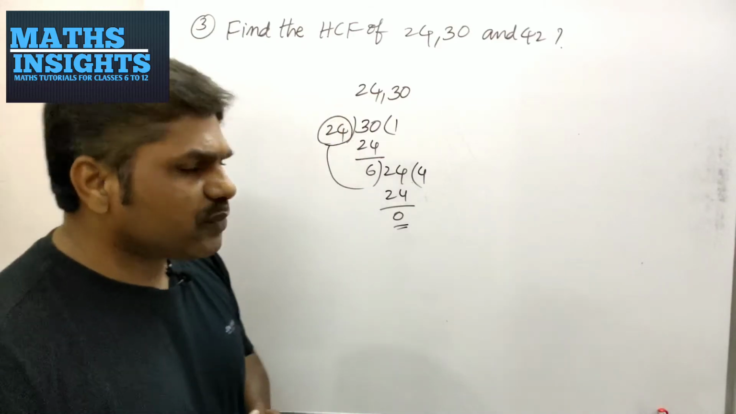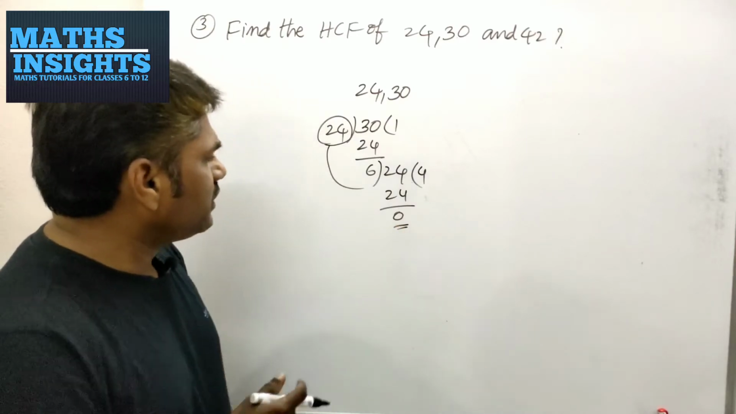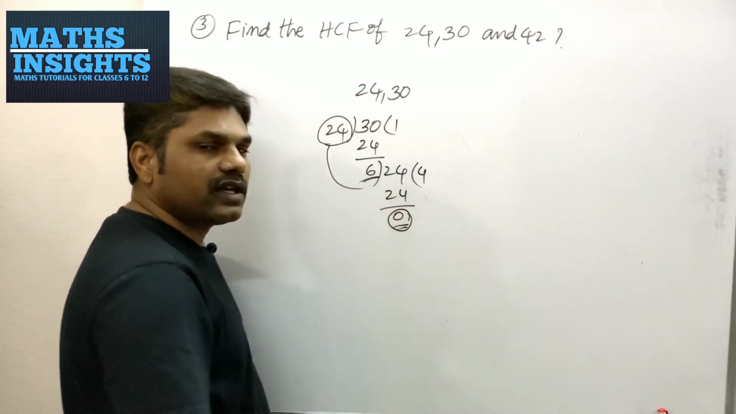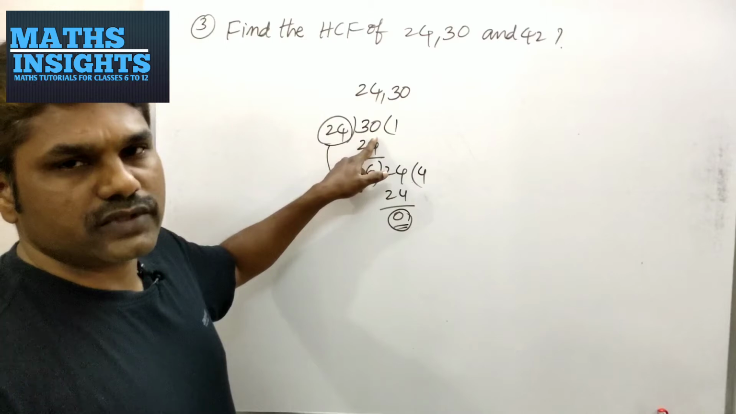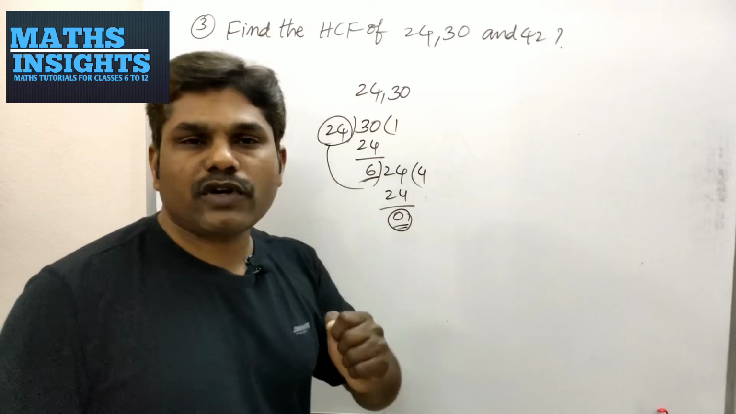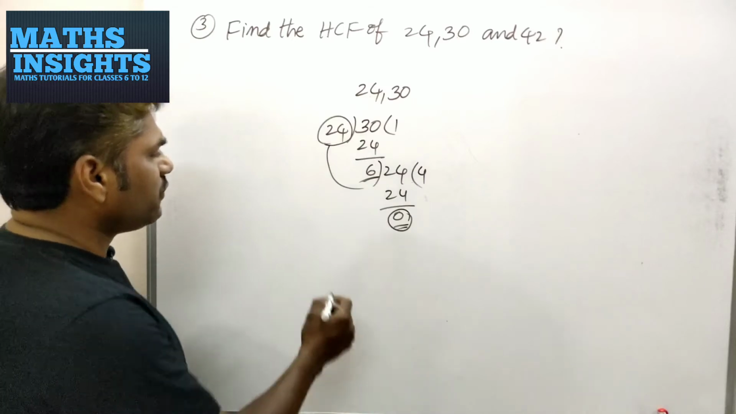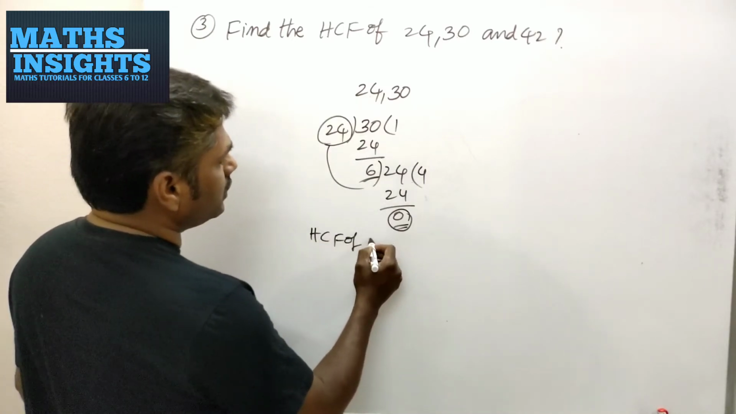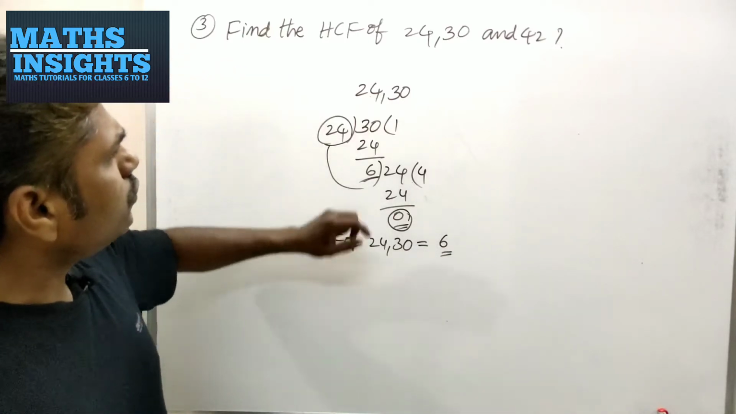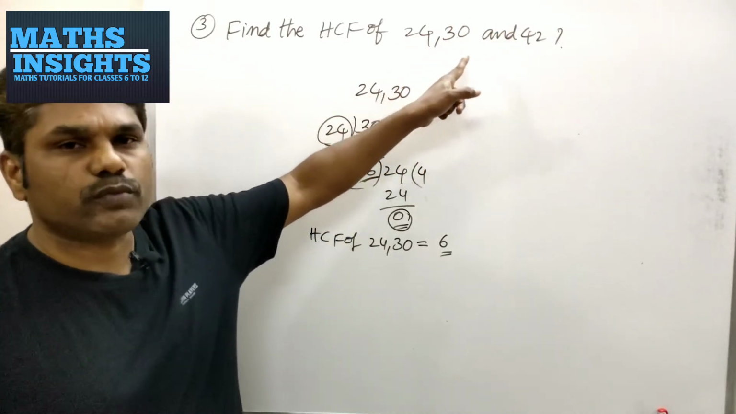You have to continue this process until you get a remainder 0. Then wherever you get the remainder 0, that divisor is the HCF of these two numbers. This is clearly explained in the previous video, and hence I am advising you to please go through that video for clear understanding. Therefore, the HCF of 24 and 30 is 6. Now I have to include 42 also in this group.